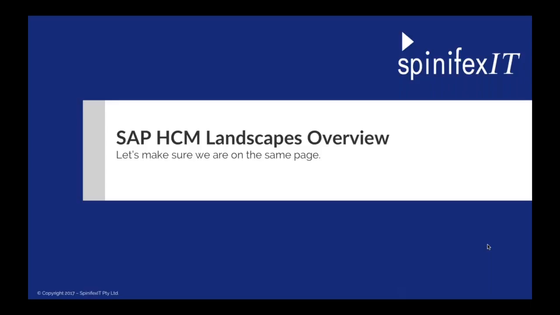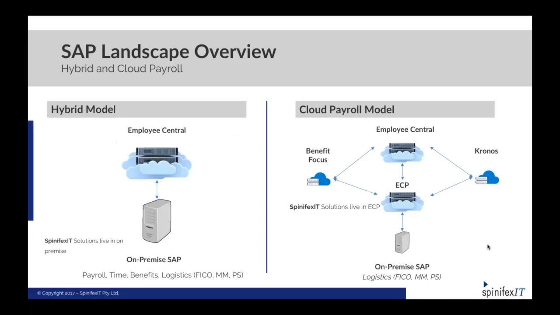So the first landscape that we normally expect is the hybrid and cloud payroll model. Generally speaking, if you're running SAP right now, you've got your on-premise SAP box, and that's got the payroll, time, benefits, all those standard modules that you'd expect. You might also have Employee Central, and if you do, that's obviously in the cloud, and you've got some kind of connection between those, whether it be point-to-point integration, or some of the other integration, there's all sorts.